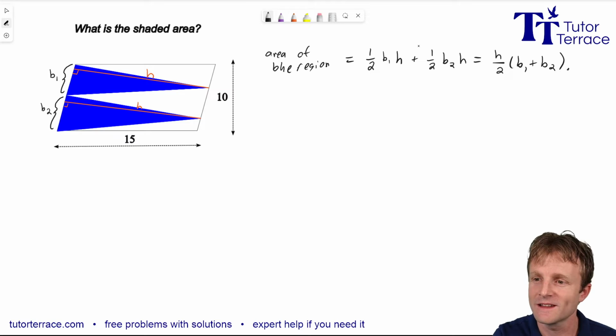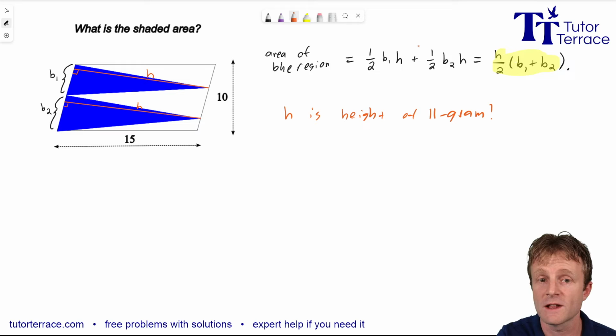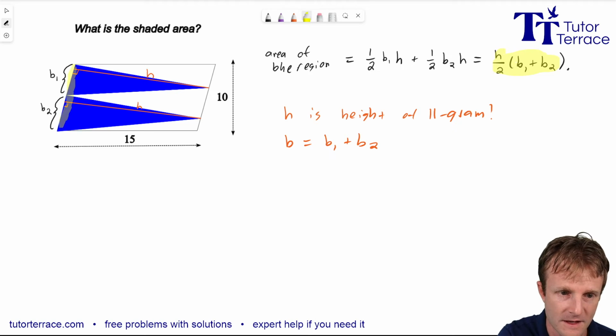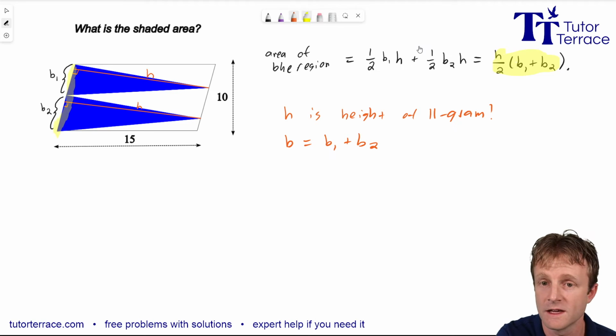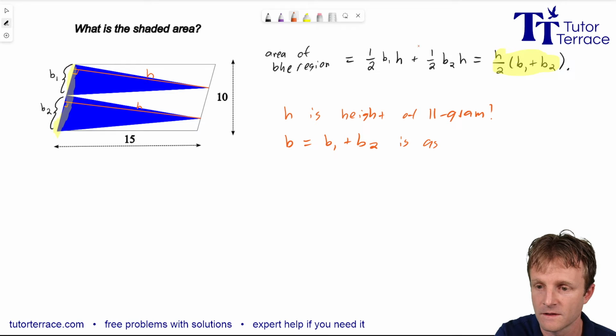Okay, but now let's think about what this quantity over on the right means. We have h times (b1 plus b2) over 2. Well, h is a height of each triangle, but it's also a height of the parallelogram, right? It doesn't matter which base and which height you use to calculate the area of the parallelogram. And the associated base, b1 plus b2, over here on the left, that's the base associated with the height h. So that's the associated base.